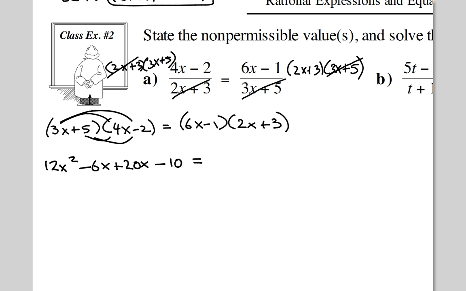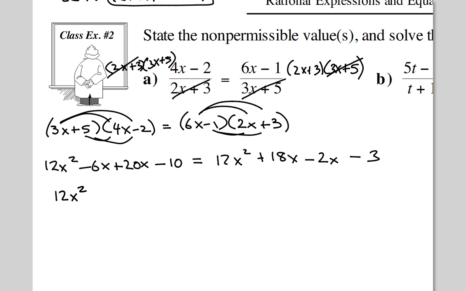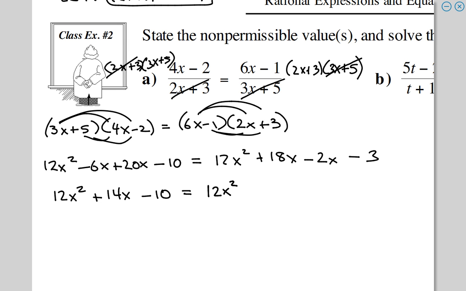That's taught in grade 10. It used to be taught in grade 9. And halfway through grade 11, there are some of us that still forget this. So don't let that be you. Next one: 12x squared plus 18x minus 2x and minus 3. What do you notice about the middle terms? They always collect. So just a cleanup step here: minus 6 and plus 20, and on the other side, plus 18 and minus 2.